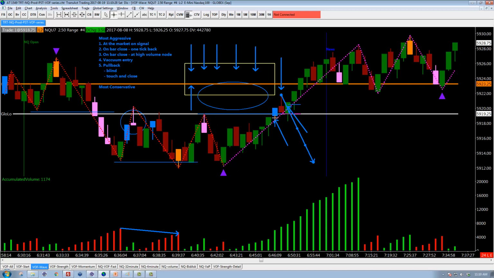And the study here is not working for us in that case. And so if you're nervous about doing this kind of entry, waiting for the next bar to close up would be a more conservative way to handle that. Okay.